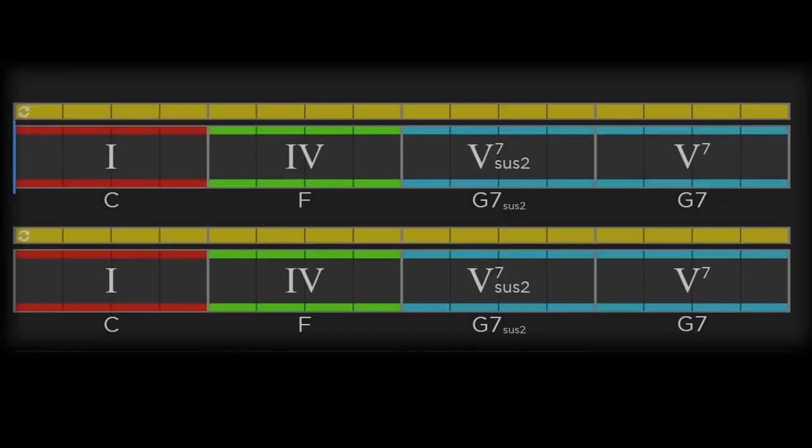As you have just heard, 7sus2 chords can struggle to establish their identity. One way to overcome this when you play the 5 chord as a 7sus2 is to pair it with the 5 dominant 7th chord. Here's how that sounds.